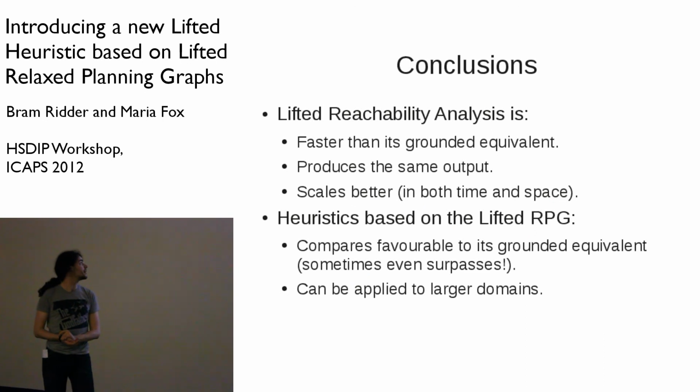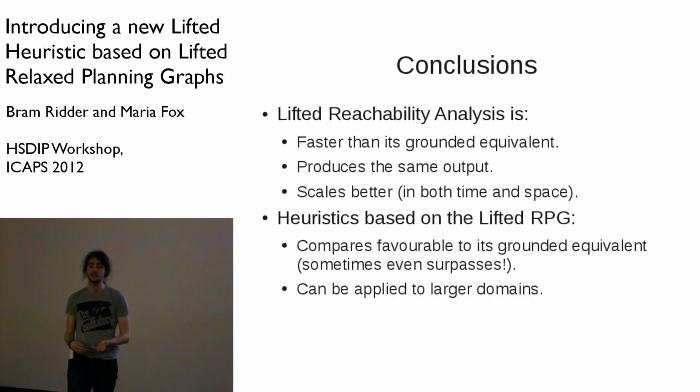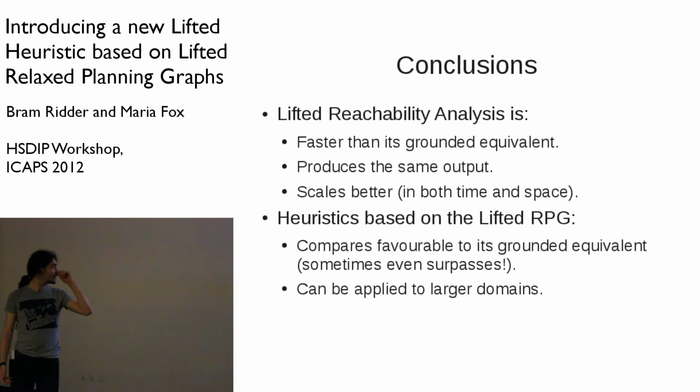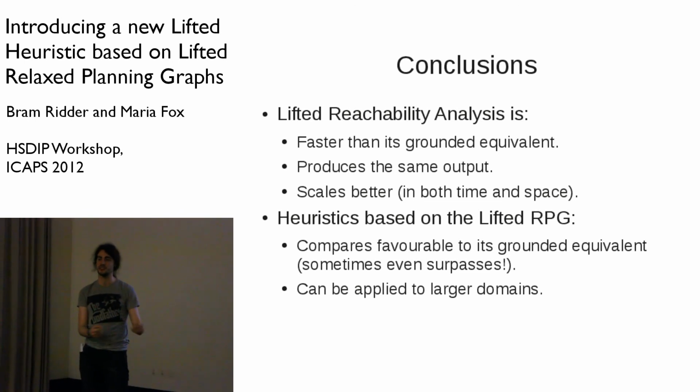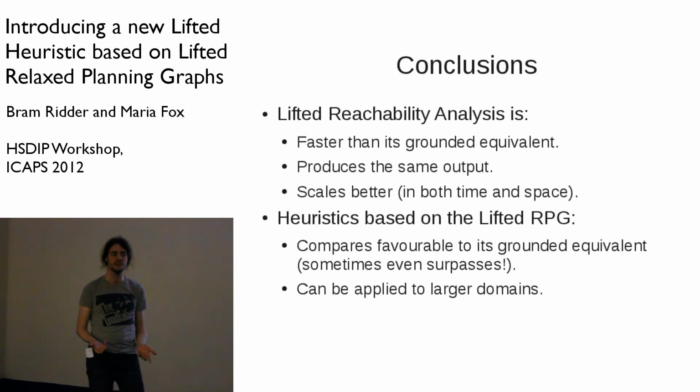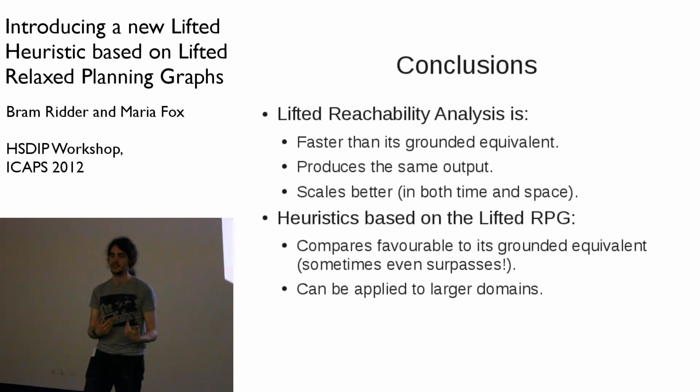To conclude, looking at the reachability analysis, we've shown that we can create the same reachability as FF does, producing the same outputs, using less memory, and depending on the problem domain, we are actually quicker than FF. Looking at the heuristic we can generate from these lifted structures, we compare very favorably to FF. In some domains we are very close to FF, and sometimes we actually surpass FF, which is a surprising result, we think, because lifted heuristics usually perform worse since you have less informative heuristics.